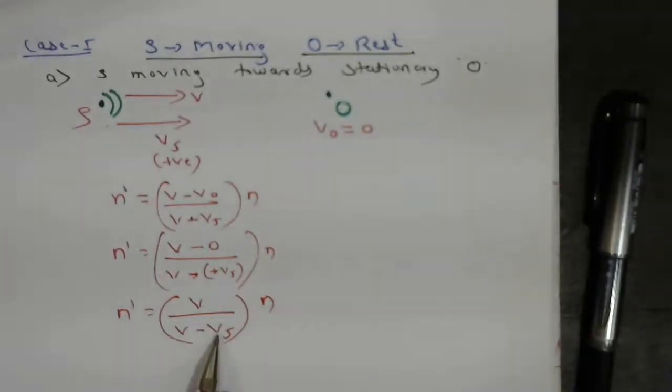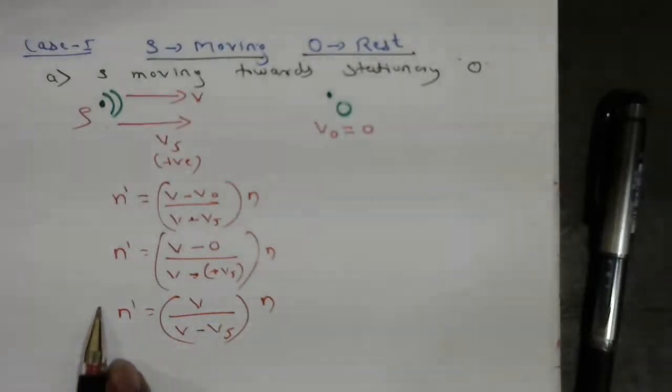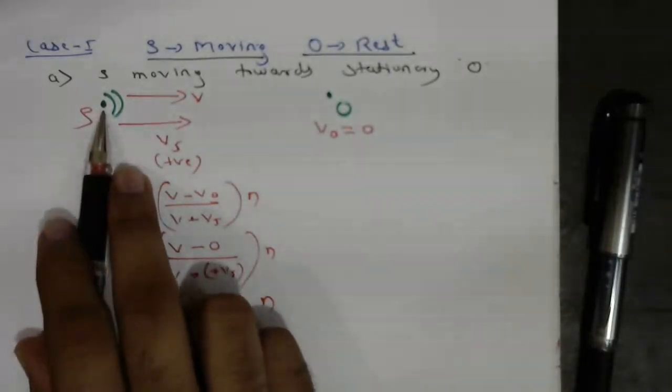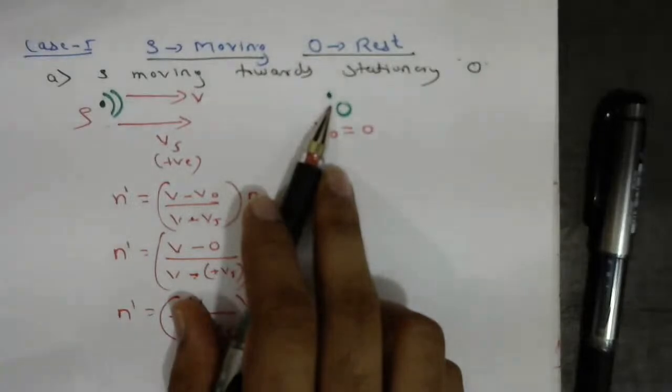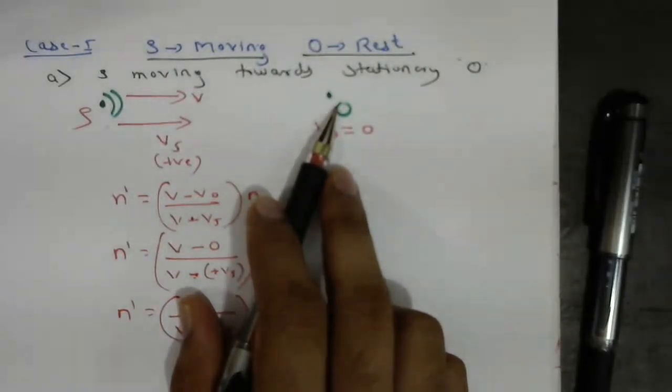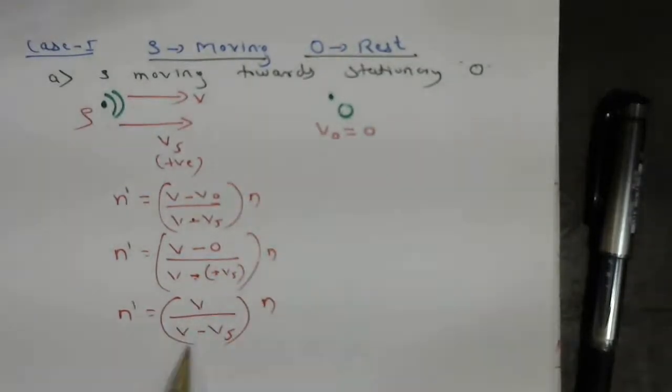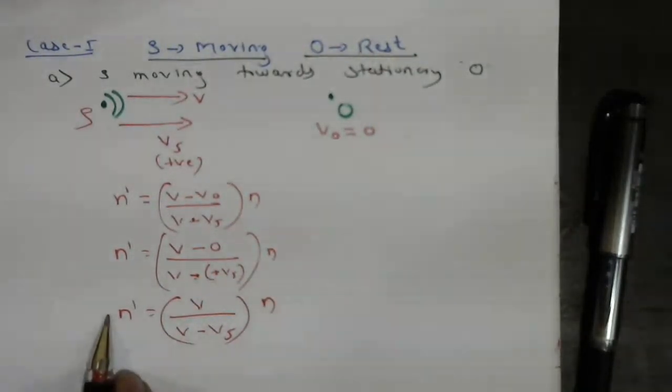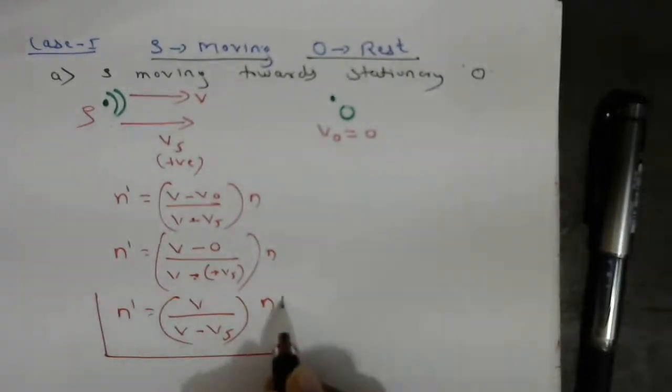The denominator term is decreasing, so the apparent frequency increases. When the source is moving towards the observer, the frequency heard by the observer will be more than the actual frequency, because the denominator is decreasing and this term increases. This is the apparent frequency.